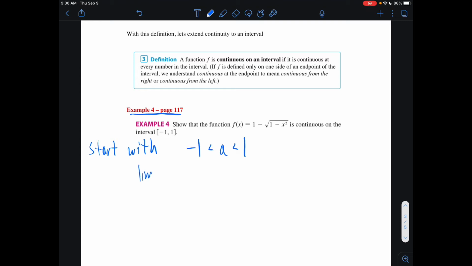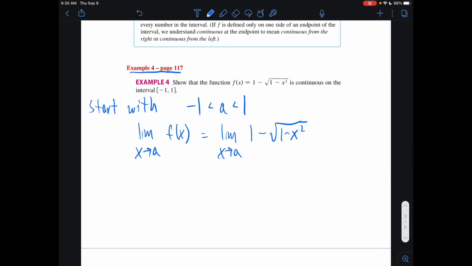We want to look at the limit as x approaches any of those a values of our function f of x, which means look at the limit as x approaches a of the function 1 minus the square root of 1 minus x squared. And here, this is just evaluating a limit. So now I'm going to use those limit laws that we saw in section 2.3. I can distribute this across the difference, limit as x approaches a of 1 minus the limit as x approaches a of the square root of 1 minus x squared.